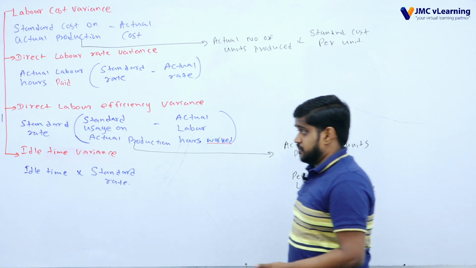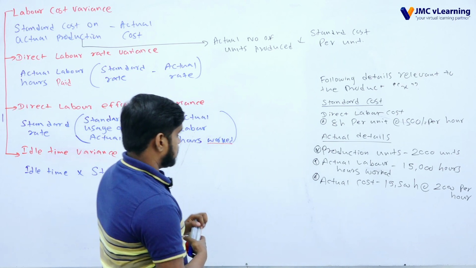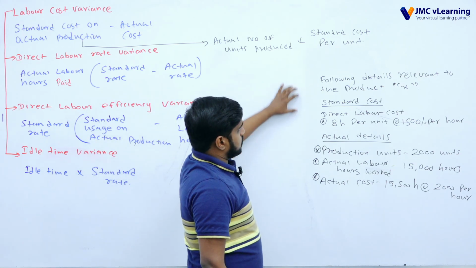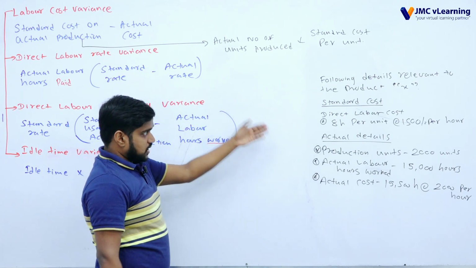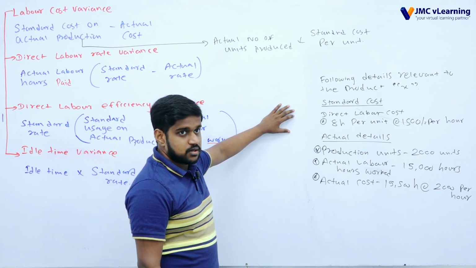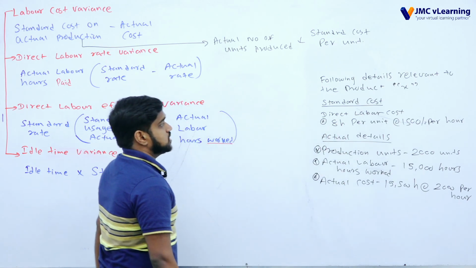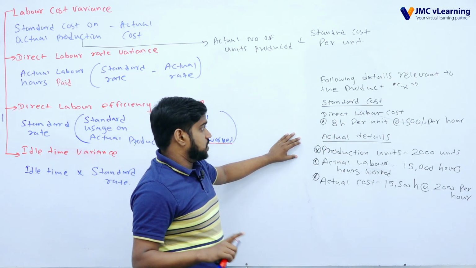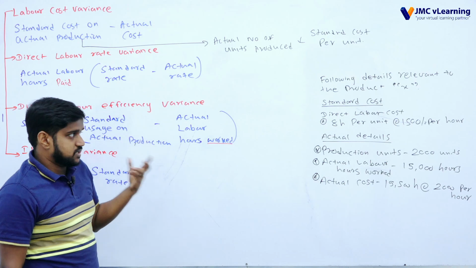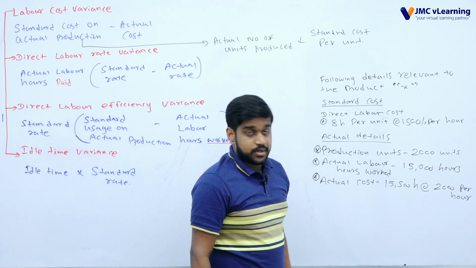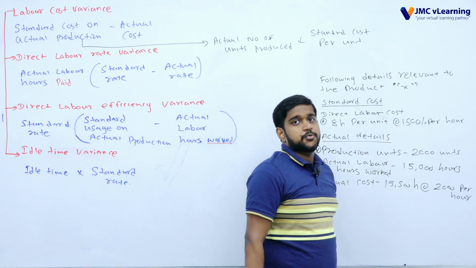Then let's move on to an example. Using the example, let's see how we can calculate those things. We have details for the product X. They say the following details are relevant to the product X. We have the standard cost for the product X. We have direct labor cost of 8 hours per unit. That means they utilize 8 hours per unit at 1500 per hour. That means their budgeted, or standard, cost per hour is 1500.